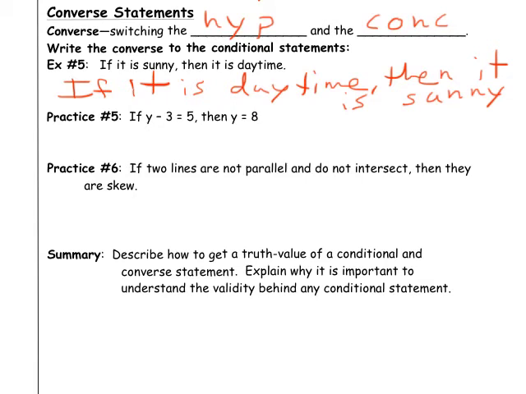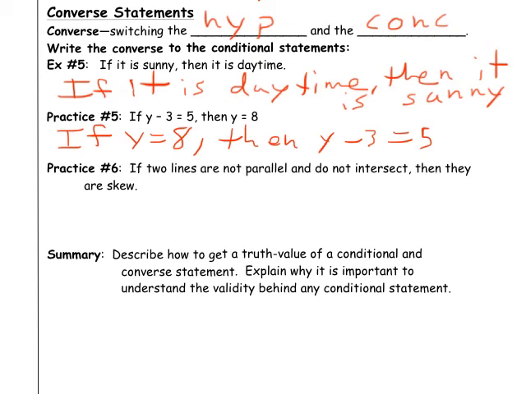Okay, well, you should have come up with something like this. If y equals 8, then y minus 3 equals 5, right? We just simply switched the hypothesis and the conclusion. We swapped them out, and we got a new statement. This is the converse statement. Okay, I want you guys to go ahead and try practice number 6.